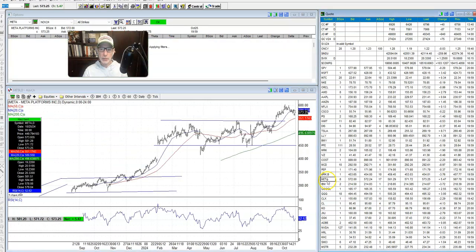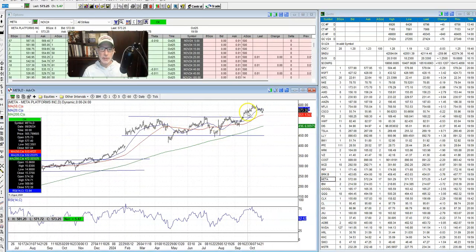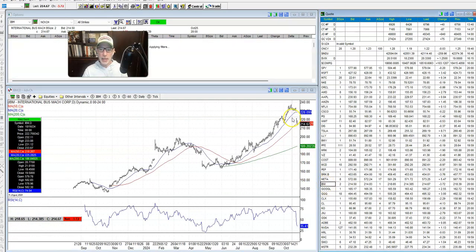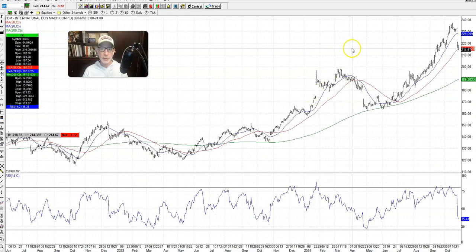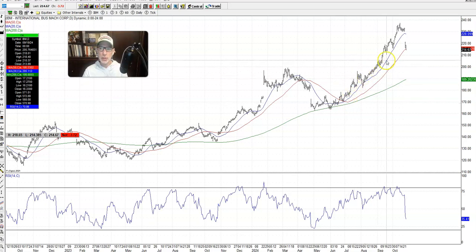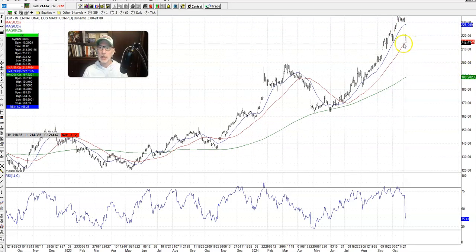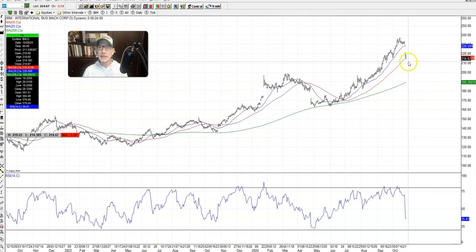Meta, the old Facebook, was in the sideways channel, broke out of it, kind of pulling back a little bit. We have nothing on Meta. IBM, Big Blue, let's take a quick look at this. Nice strong uptrend. I believe this was an earnings, so people were not happy with their earnings. Now it's hovering right on the 50-day moving average. Is this the spot where it bounces, or will it keep dropping? Yet to be seen. Once again, I say wait for the confirmation of the bounce before jumping in.